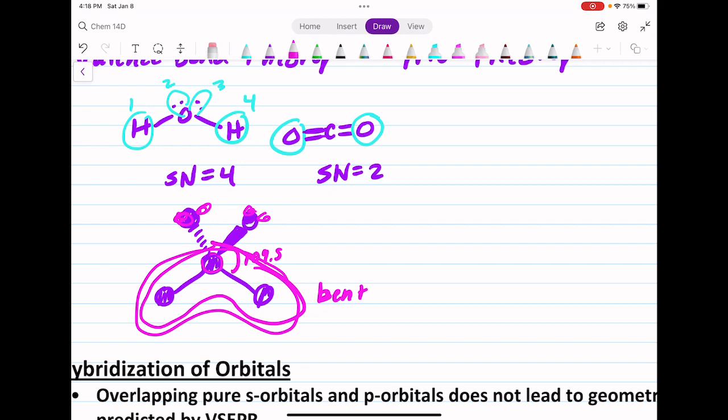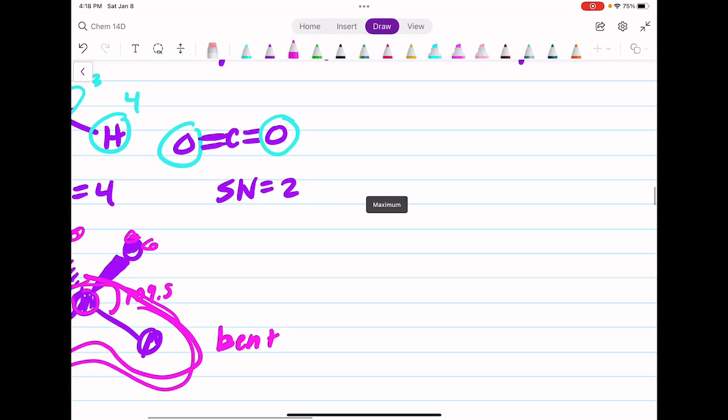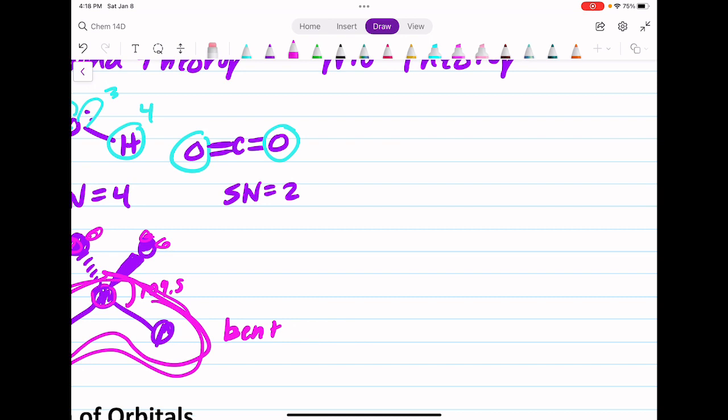Now if we look at carbon dioxide, which has a steric number of 2, it now only has these 2 bonded oxygens it's trying to space apart.